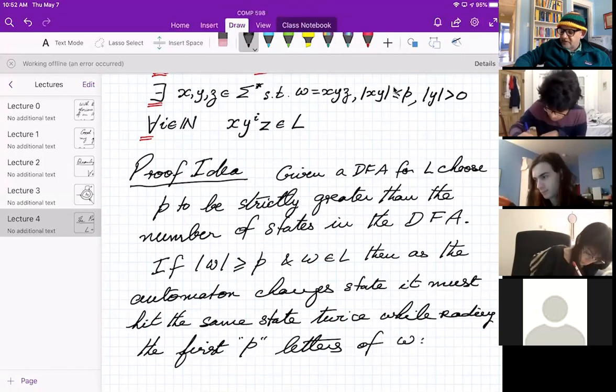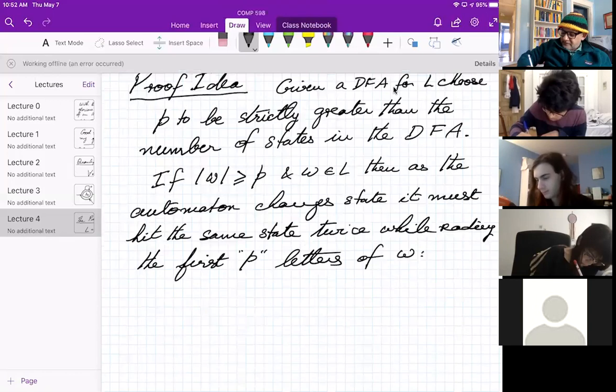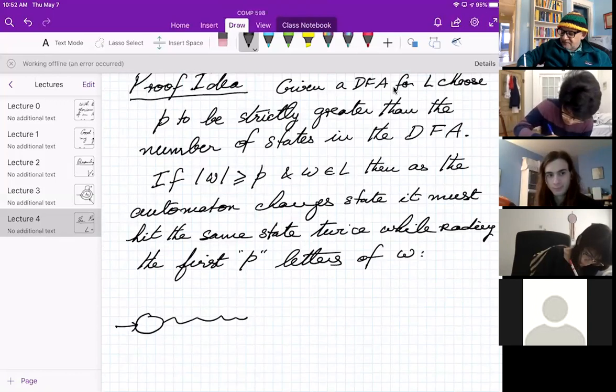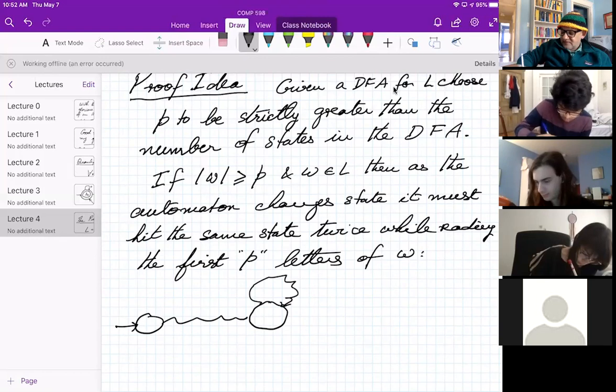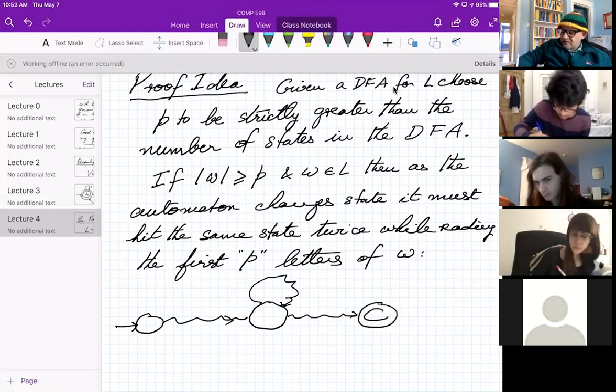And so we get a picture like this. You're in your start state, you reach some state, you reach that a second time, and then you go on and you hit some accept state.